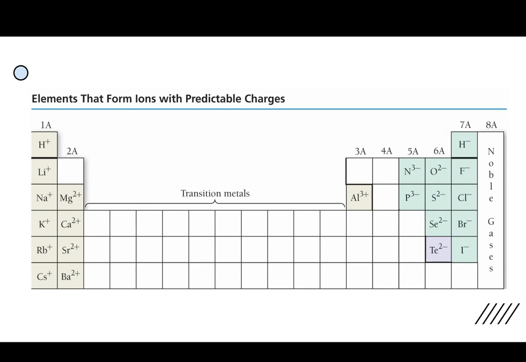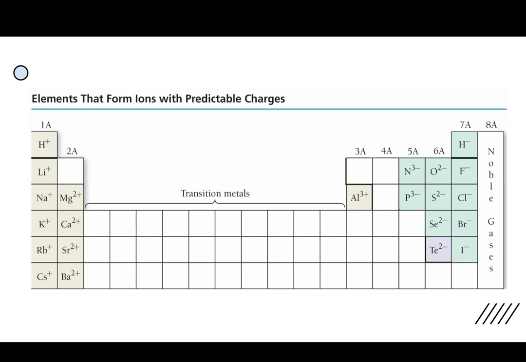So everything in group 1 makes a +1 charge. Everything in group 2 makes a +2 charge. Aluminum makes a +3 charge. And then we skip group 14. That's a whole other situation we're not getting into. Group 15 makes a -3, 16 makes a -2, 17 makes a -1, and then group 18 is your noble gases, so they don't make an ion at all.